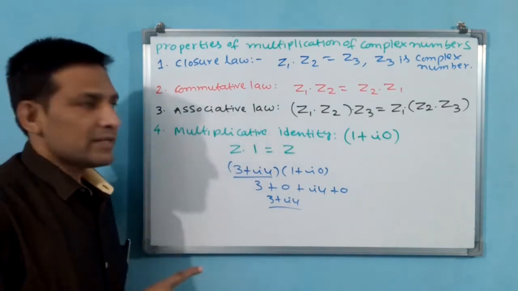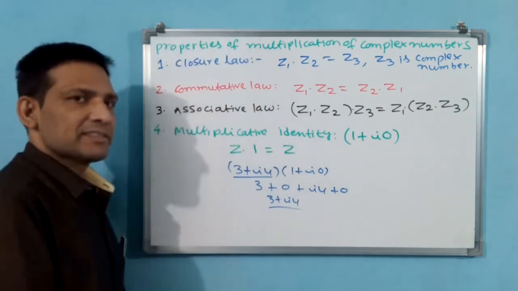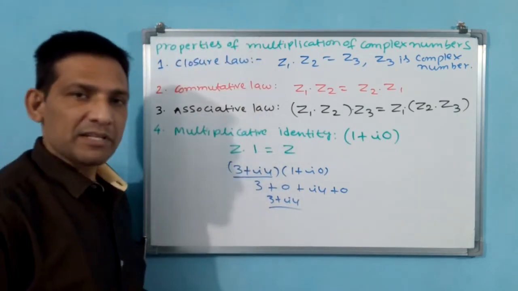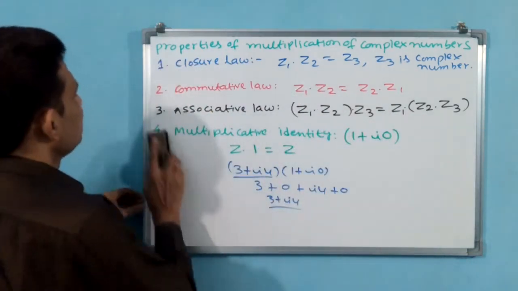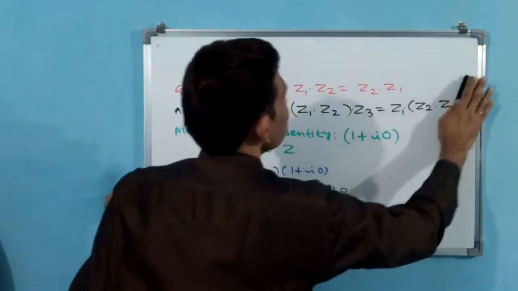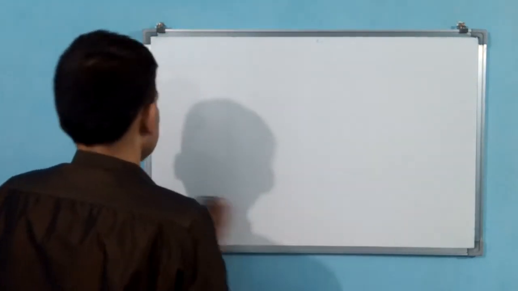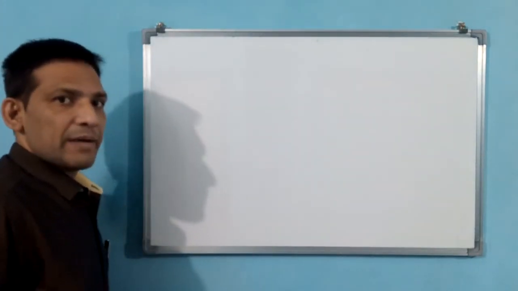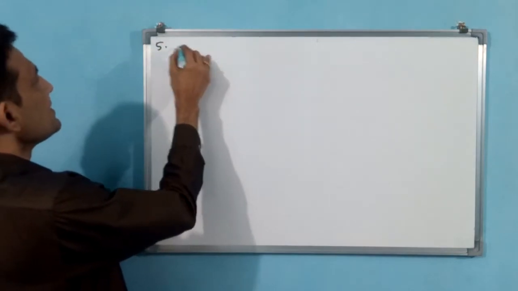Now important one, the multiplicative inverse, we will see. I am going to rub this off and we will study it separately, because I require space. I am writing multiplicative inverse. This is the fifth property.